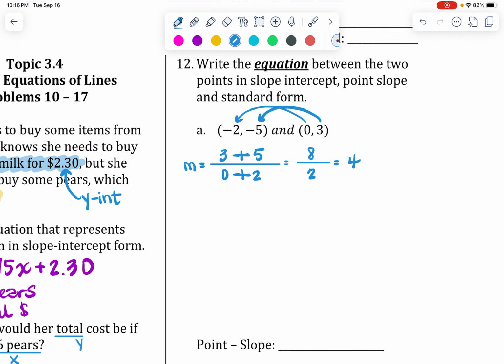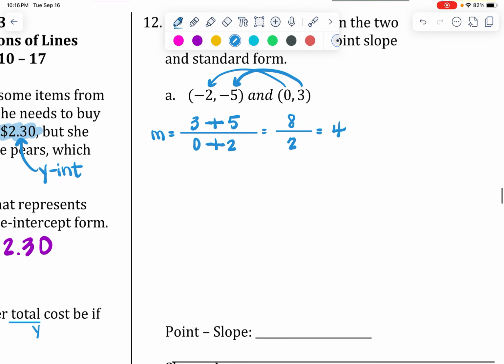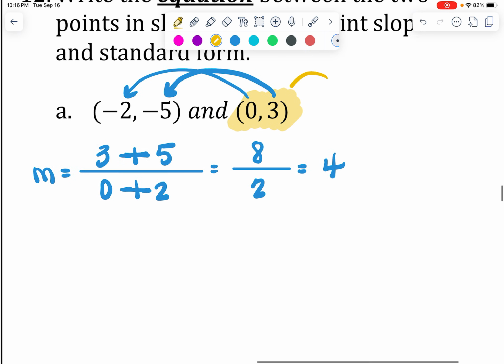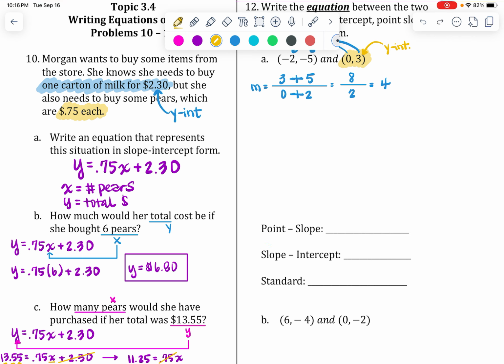Now, here's the really awesome thing. Do you notice anything special about this point right here? If you do, it's going to save you a little time and energy, because (0, 3) is a y-intercept. If I have my slope and my y-intercept, I can just write my slope-intercept form, y equals mx plus b, so y equals 4x plus 3. If you don't see that, that's okay. You're just going to go through point-slope form and then convert it into slope-intercept form, and you're going to get the exact same thing.